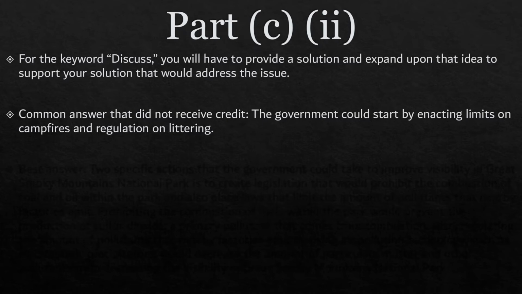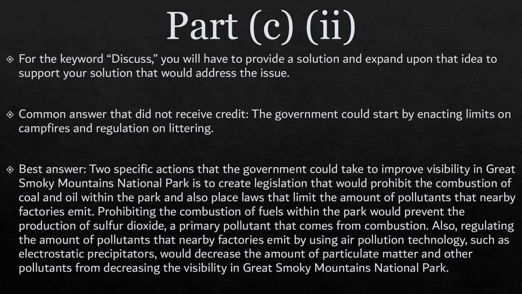The best answer, and this is a lengthy one, which it should be because it's a discuss type question: 2 specific actions that government could take to improve visibility in Great Smoky Mountains National Park is to create legislation that would prohibit the combustion of coal and oil within the park, and also place laws that limit the amount of pollutants that nearby factories emit. If the student would have stopped there, no points would have been awarded.